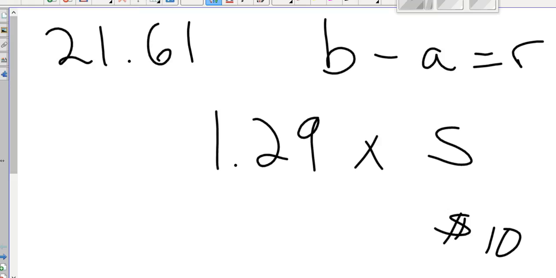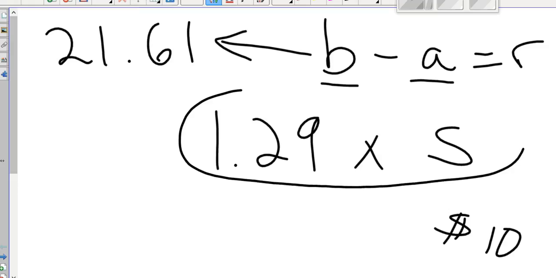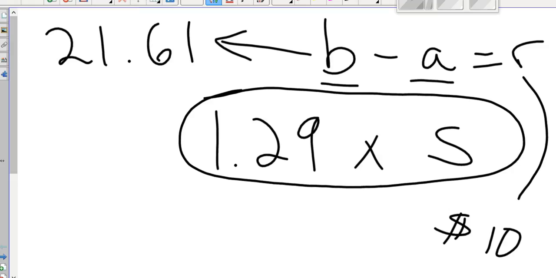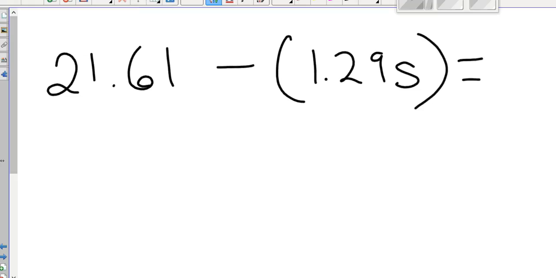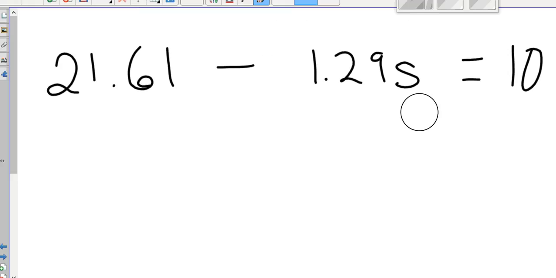He's trying to establish that, right? The beginning amount is going to point to this. Some is going to go away, which is actually pointing to this whole quantity here. And then what remains is going to be this. And so as we look at this, we can create this equation that says 21.61 minus the quantity 1.29 times S equals $10. Right? I threw parentheses in there, but we really don't need those, so I'm going to get them out of the way so we're not confused.